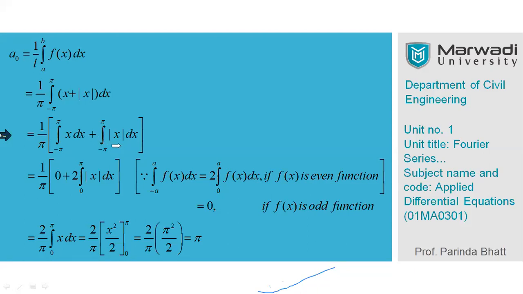Now that is the modulus of x. And we know that the modulus of x from minus pi to pi is always an even function. Therefore, we take 2 times the integral from 0 to pi. There x is positive, therefore we apply only x dx and apply the integration.